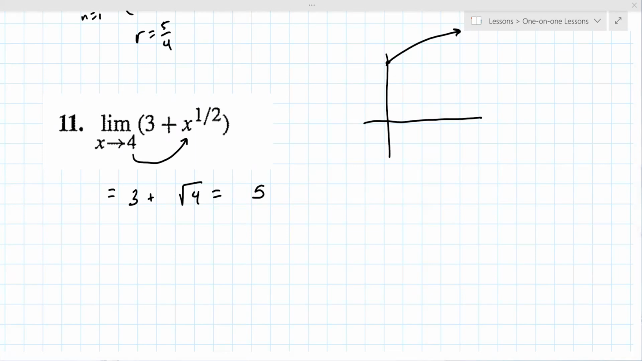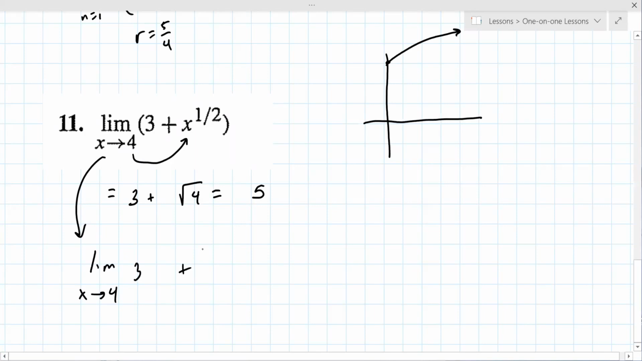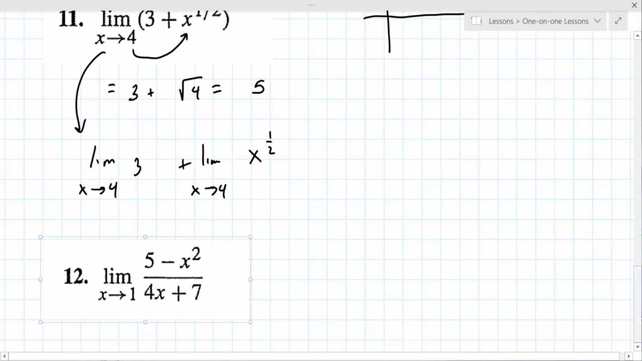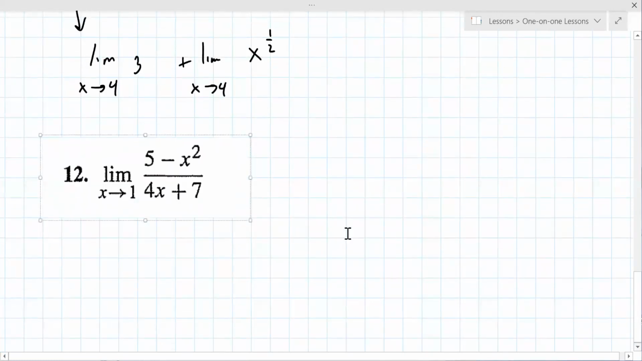Can't you separate them, like write the limit as x approaches 4 of 3 plus the limit? Yeah, you can definitely do all this. You can say the limit as x approaches 4 of 3 plus the limit as x approaches 4 of x to the 1/2. You can absolutely do all that, and then you apply it. Okay. This all gets covered again in calculus. So if you're taking that extra class, I think you mentioned you are, then you'll see this again.